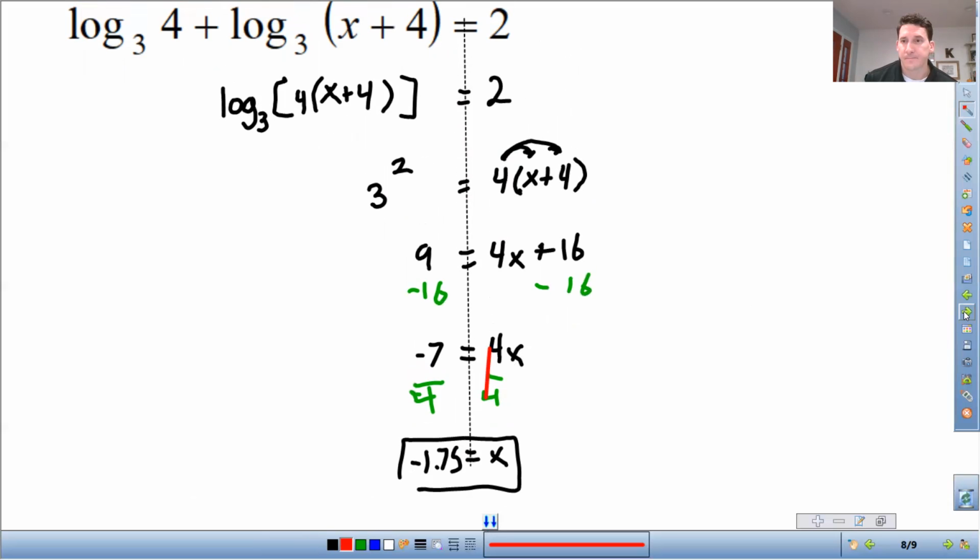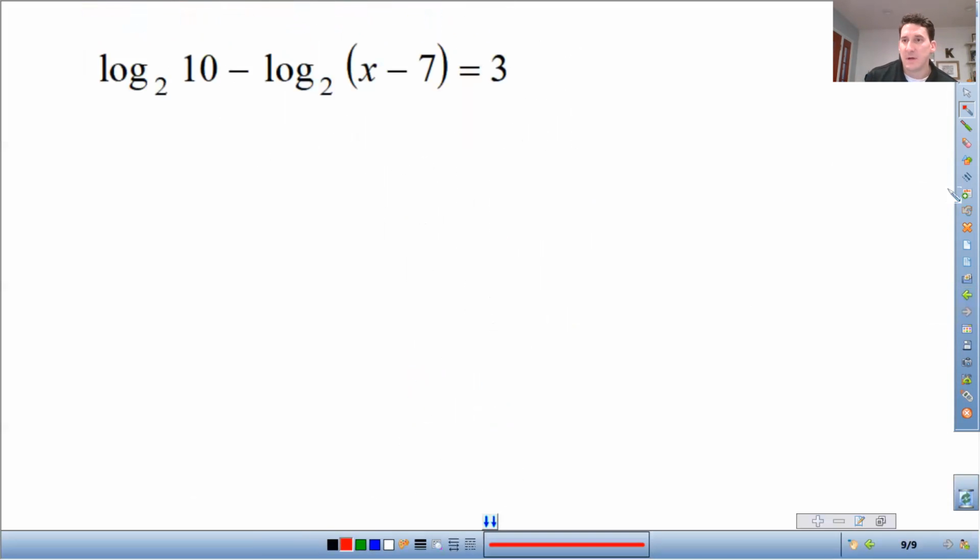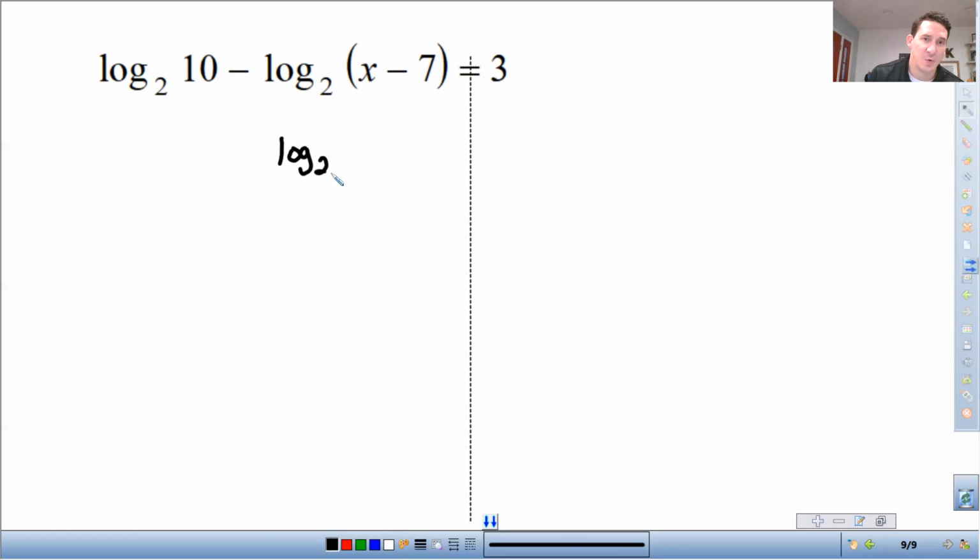All right. Next one, last problem. Again, condense it down to a single log. So log base 2 of 10 minus log base 2 of x minus 7. That's going to be log base 2 of 10 divided by x minus 7 is equal to 3.